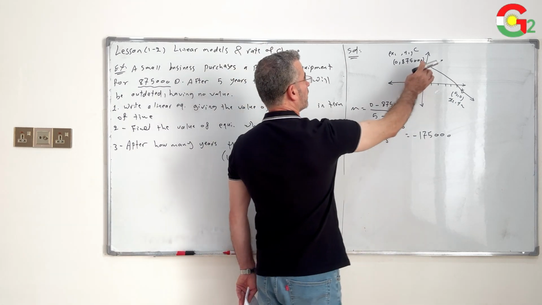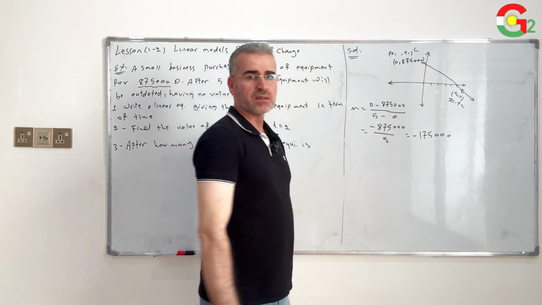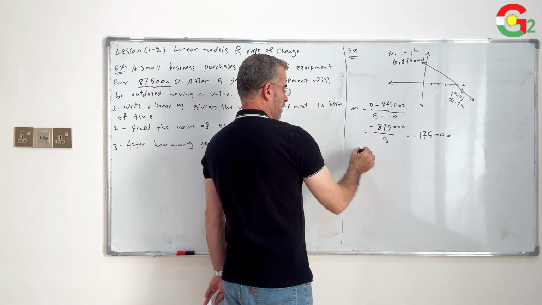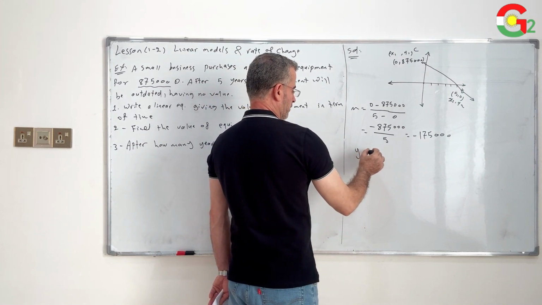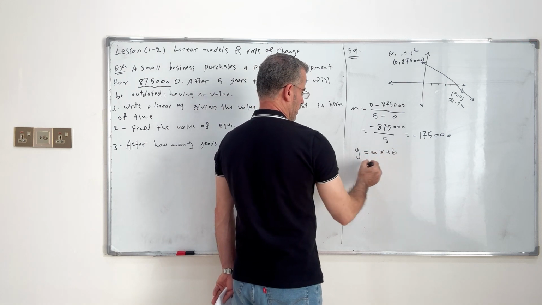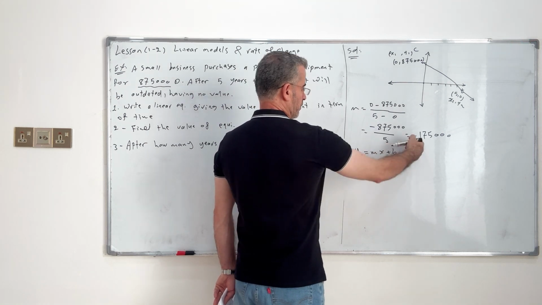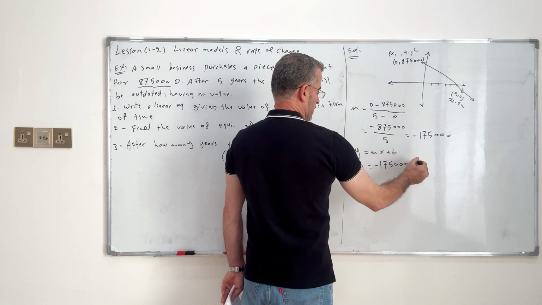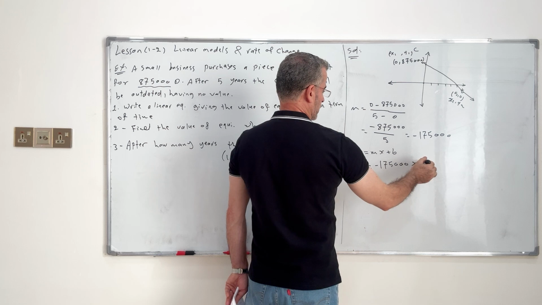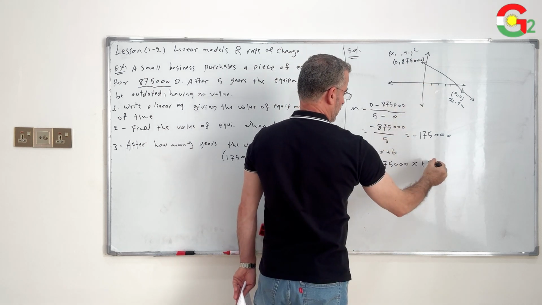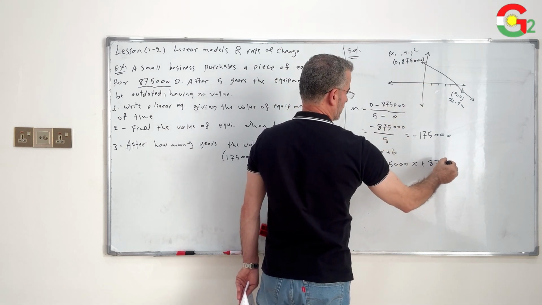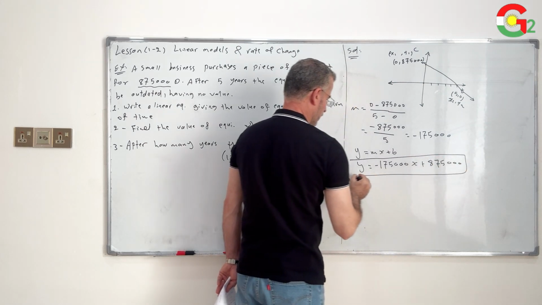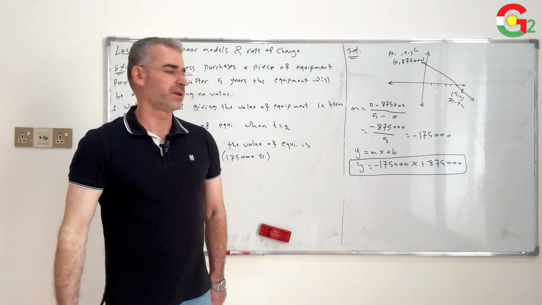Now, since I have the y-intercept point, I can use the formula of slope intercept form, mx plus b. Y equal to the slope negative 175,000 x plus the y-intercept 875,000. This is the linear equation of this line.